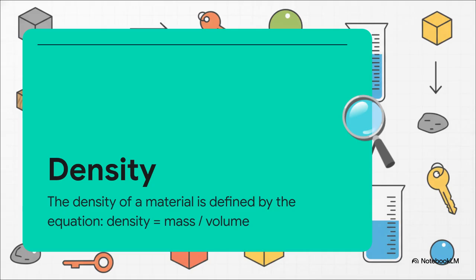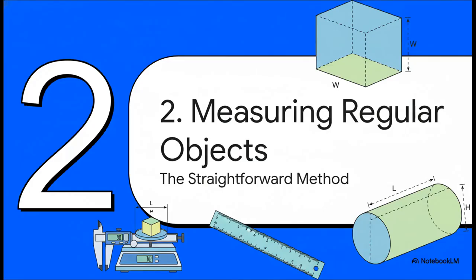And the formula you absolutely have to know is this one. Density equals mass divided by volume. Simple as that. Right. Let's move on to actually measuring this stuff. We'll start with the easy one, regular objects. We're talking about things with nice, straight sides, like a cube or a rectangular block.